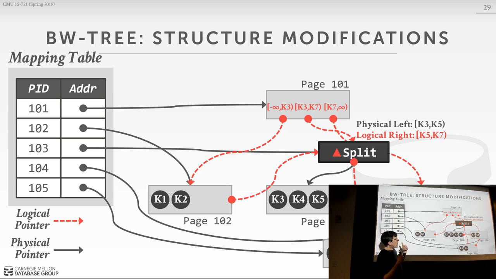So again, up above, we don't know about the split. And so all we have here is everyone thinks key 3 to key 7, you follow this logical pointer, and then you find the split, and then you go left or right. Right?